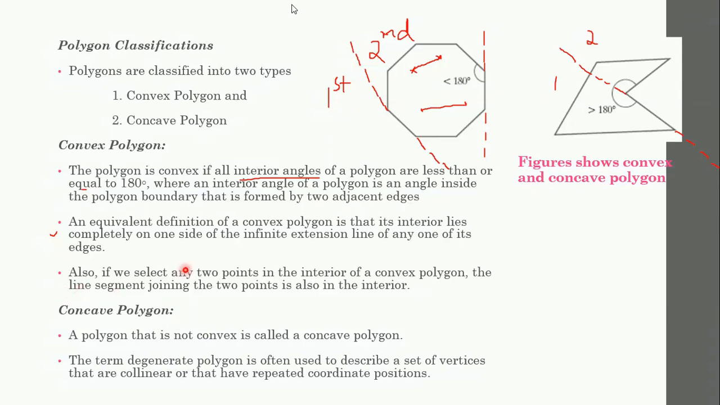And next, suppose you consider two points within the concave polygon, let me check that condition. Let me consider these two points and draw a line segment between them. What happens? The line segment goes out of the polygon. So the third condition also fails. This is how you check for convex and concave polygons.